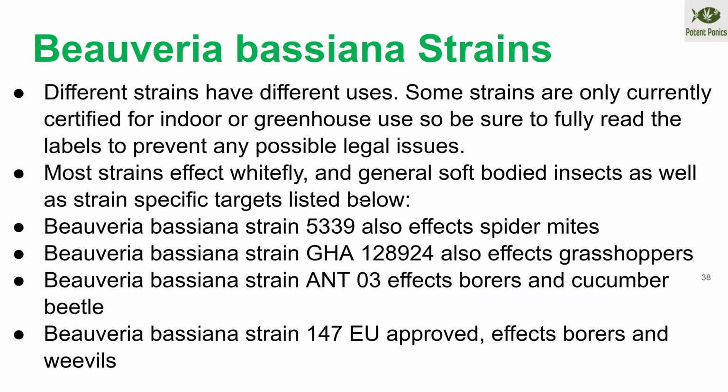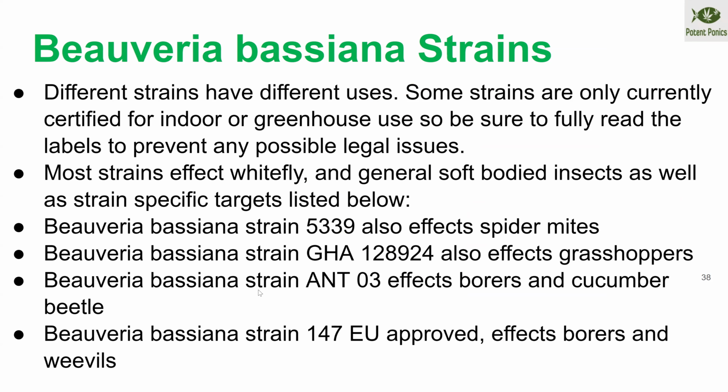So it's important to get the right strain of Beauveria bassiana for the right thing that you're fighting. I'm going to use Velifer if I'm also fighting spider mites, which is Beauveria bassiana strain 5339. If I'm doing grasshoppers, and I have grasshoppers as well in my garden, I'm going to go with Beauveria bassiana GHA, which is grasshopper activated. Same thing with BT. They have a BT GHA, which is Bacillus thuringiensis grasshopper activated.